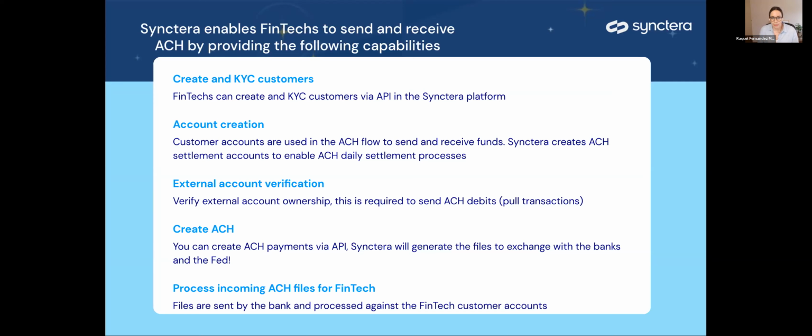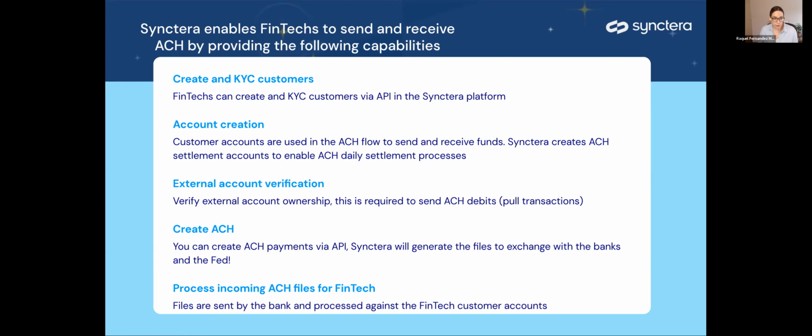And we do all of these things via API in the Synctera platform. Then after you have a customer that is fully KYC, now you can create an account. So now you create a customer account, and this customer account is created with a proper routing number and is recognized in the network as an account to exchange the ACH.